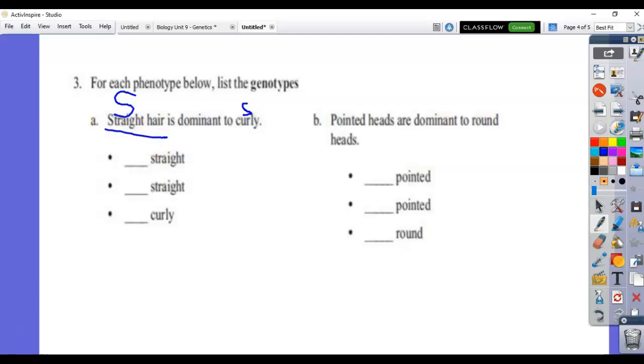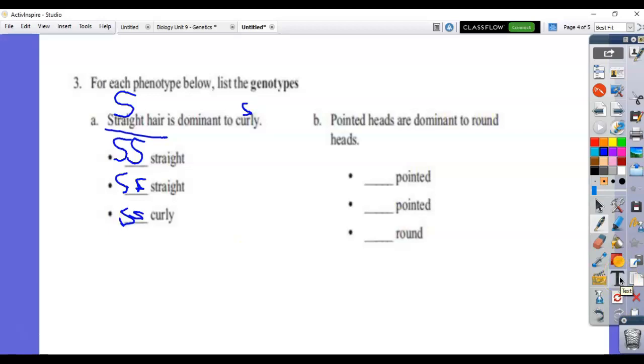So straight hair, what letters could make straight hair? We know that a capital S and a capital S could make straight hair. What else could make straight hair? Capital S and a lowercase s. And then curly hair, lowercase and lowercase. Sorry that it's so terrible for you to have to read my handwriting.